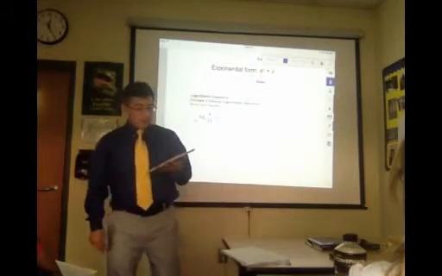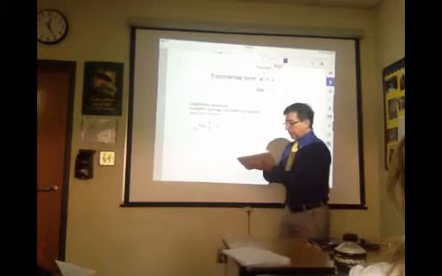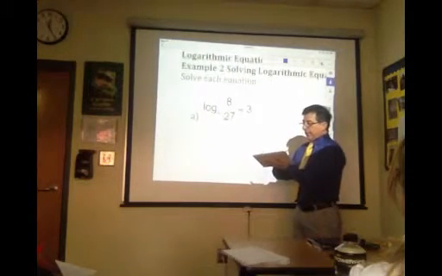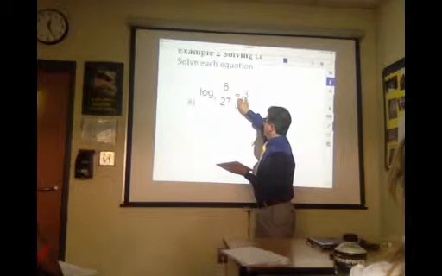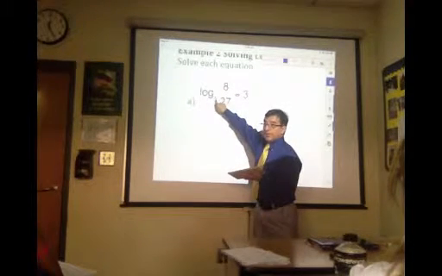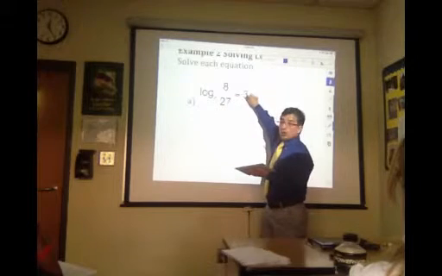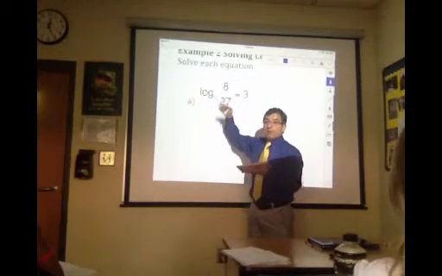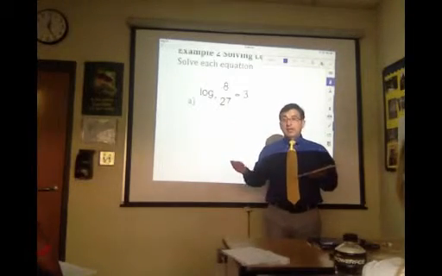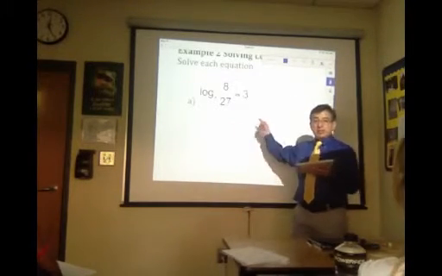In this case, this is an equation. On one side, we have log on base x of 8 over 27 is equal to 3. The value of x can be the base, the argument, or the power. You can find x anywhere. But the idea is how to solve it. The first step is to write it in exponential form.